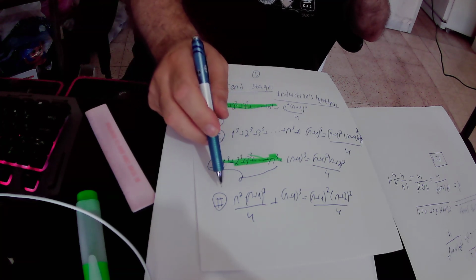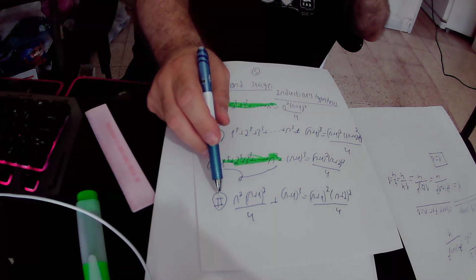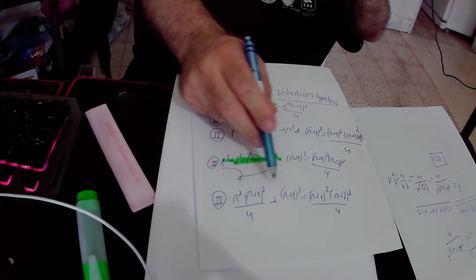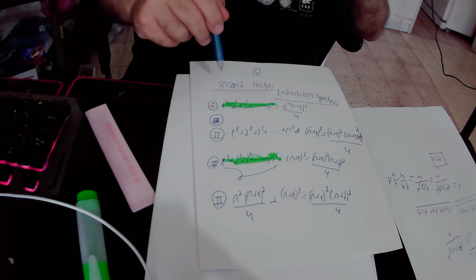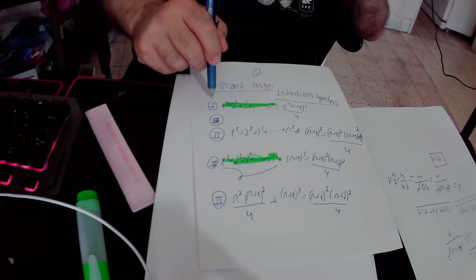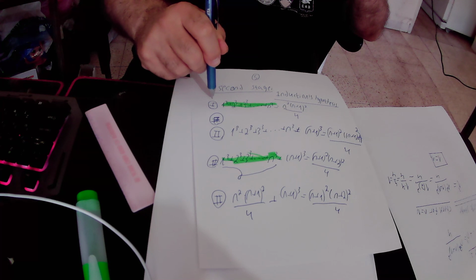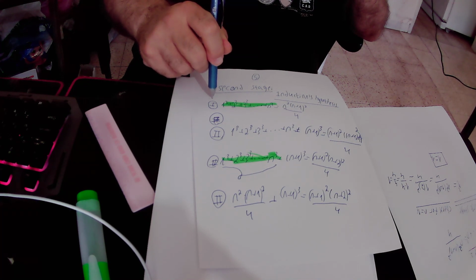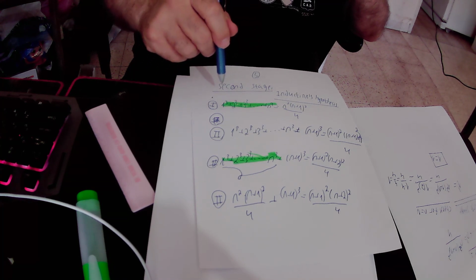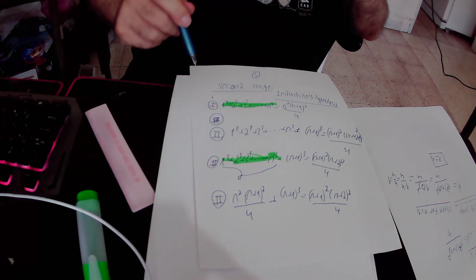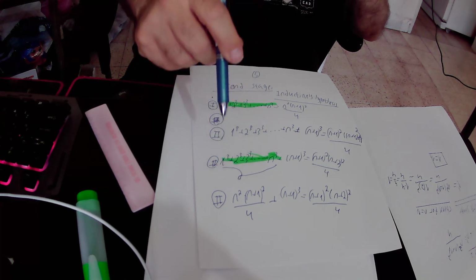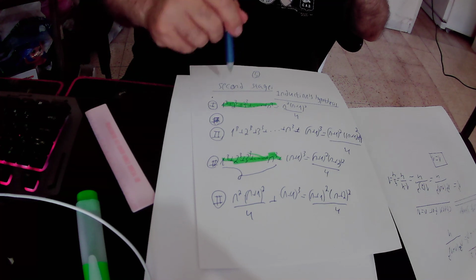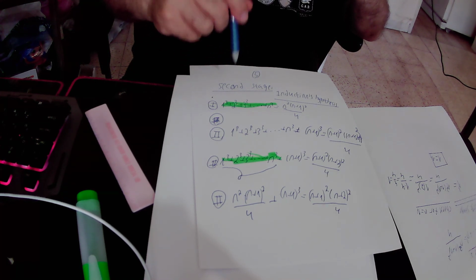So we must prove that the second expression is true for n plus 1, as we rely on our assumption that the first equation is true. The first equation is the induction hypothesis. We assume that the expression for n is true, and we will have to prove the expression for n plus 1 when we rely on our assumption that expression 1 is true.